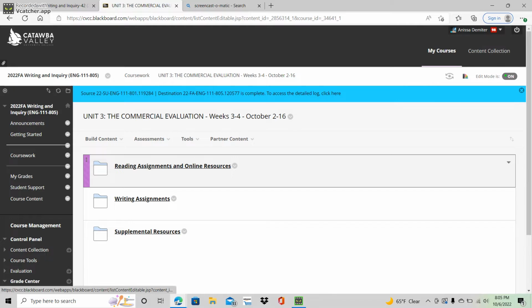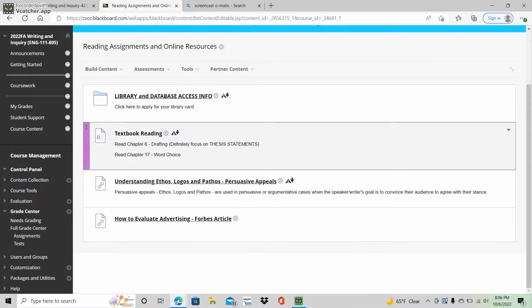So if you click on Unit 3, you've got these three folders. Please make sure you go through and read through everything in here, definitely concerning drafting and word choice in your textbook.